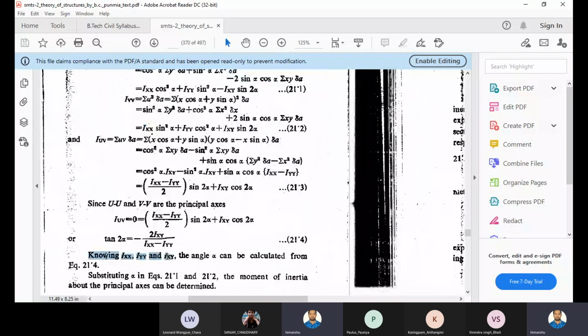Now we know Ixx, Iyy and Ixy, and the angle alpha can be calculated from this formula. We can calculate the alpha value as well. Now we will substitute the alpha value in this equation and in this equation. By putting these values, we can easily find out the values of IUU and IVV.